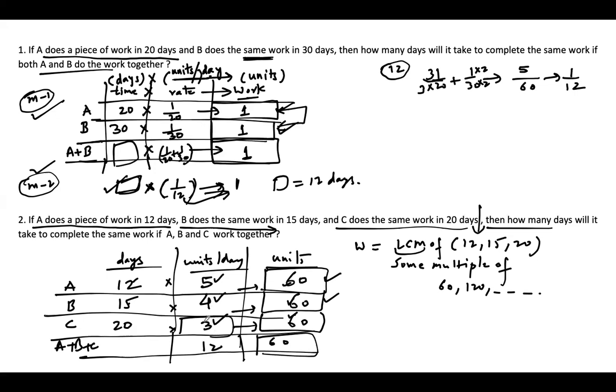See, I am adding the rates. I'm not adding the time. Per day, how many units will they be working together? So 12 units. So 12 into something is 60. So what is that something? 5 days. So answer comes out to be 5 days.